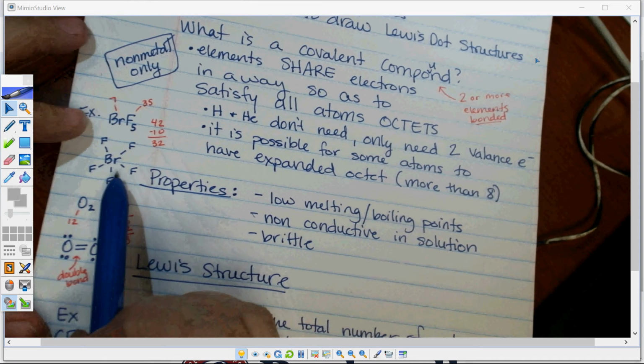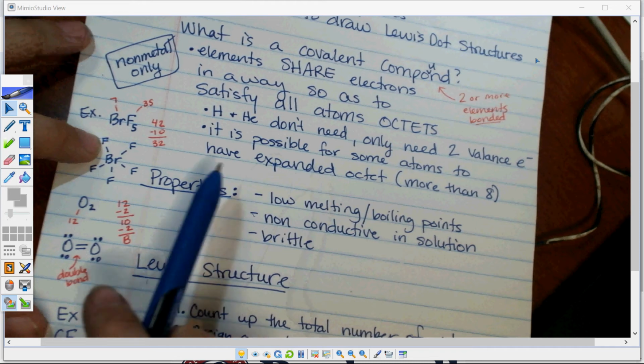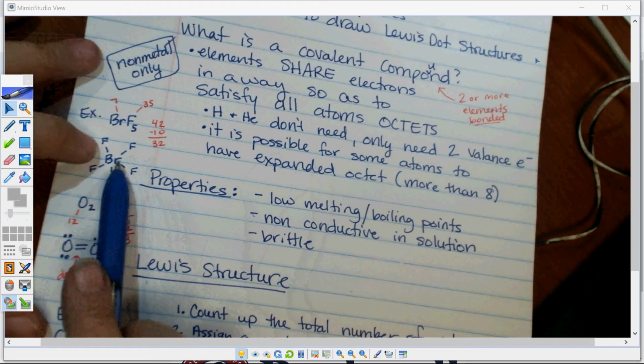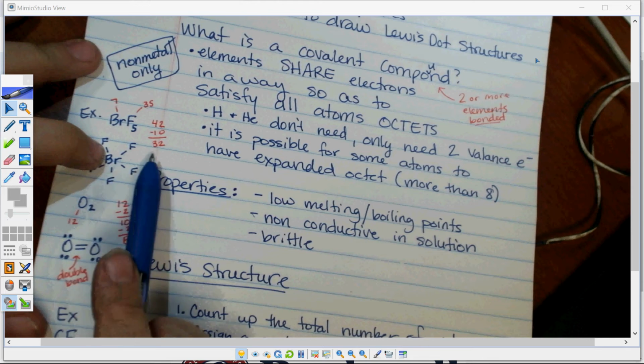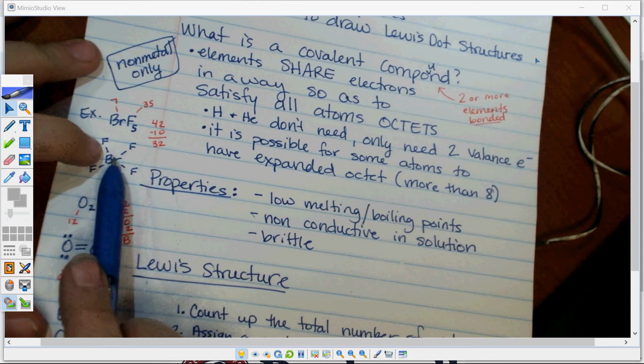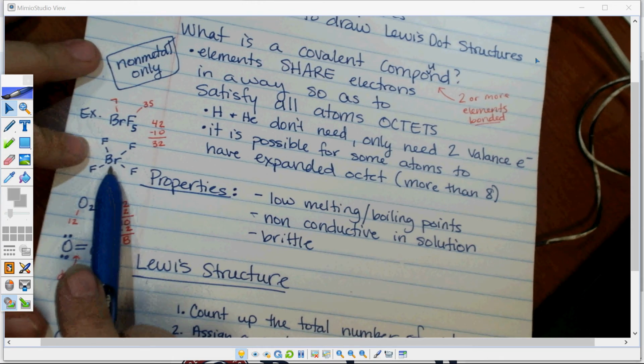This is the perfect example of what I was talking about right here, about having an expanded octet. The only way for me to get Br with 5 fluorines attached to it is for bromine to have 10 electrons coming off of it, which is greater than 8. And that is okay, because there is no other possible way for me to get bromine with 5 fluorines on it if I don't have bromine holding more than 8 electrons. So this is fine.